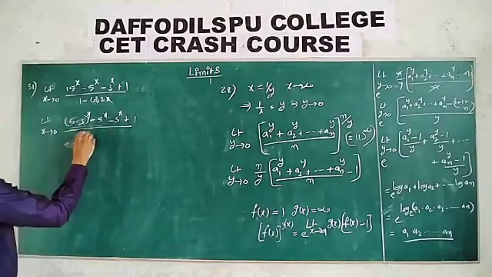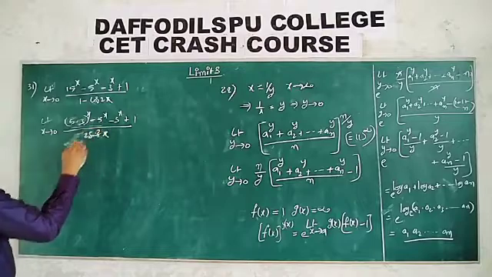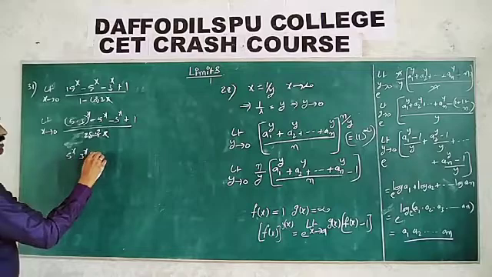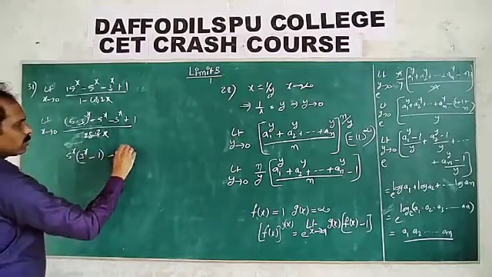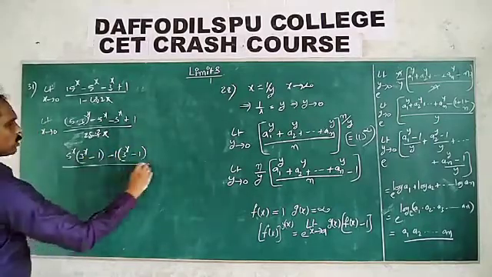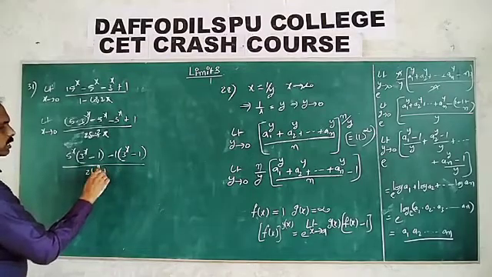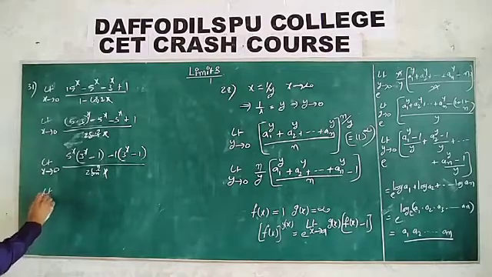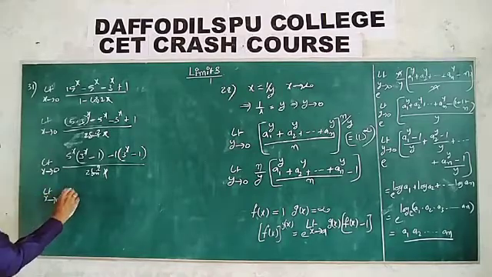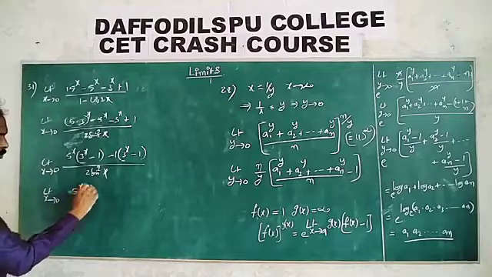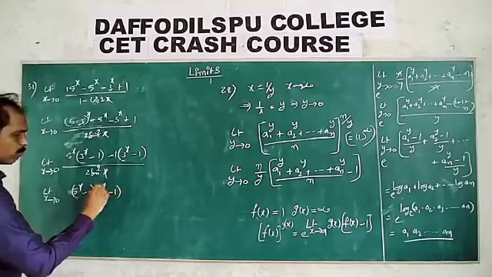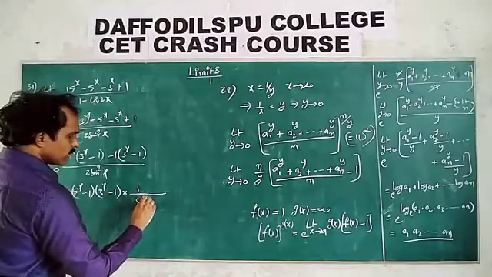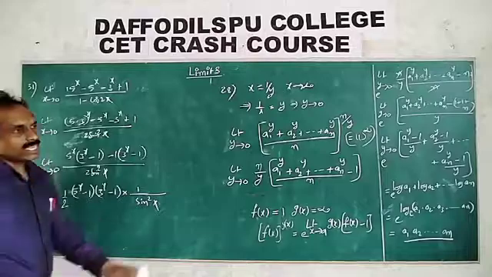Denominator: 1 minus cos 2x, formula is 2 sin square x. So this is equal to 5^x common: (3^x - 1), minus 1 common, (3^x - 1), divided by 2 sin square x. Limit x tends to 0, right? (5^x - 1)(3^x - 1). I write 2 here and 1 by sin square x. Okay, we know this formula.